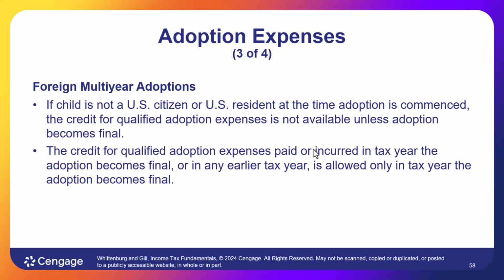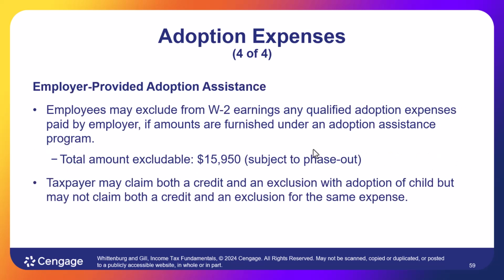For multi-year adoptions of foreign children, if the child is not a U.S. citizen or resident at the time of the adoption, the credit for the qualified expenses is not available unless the adoption becomes final. The credit for qualified adoption expenses paid in the tax year the adoption becomes final or any year earlier is allowed in the final year.